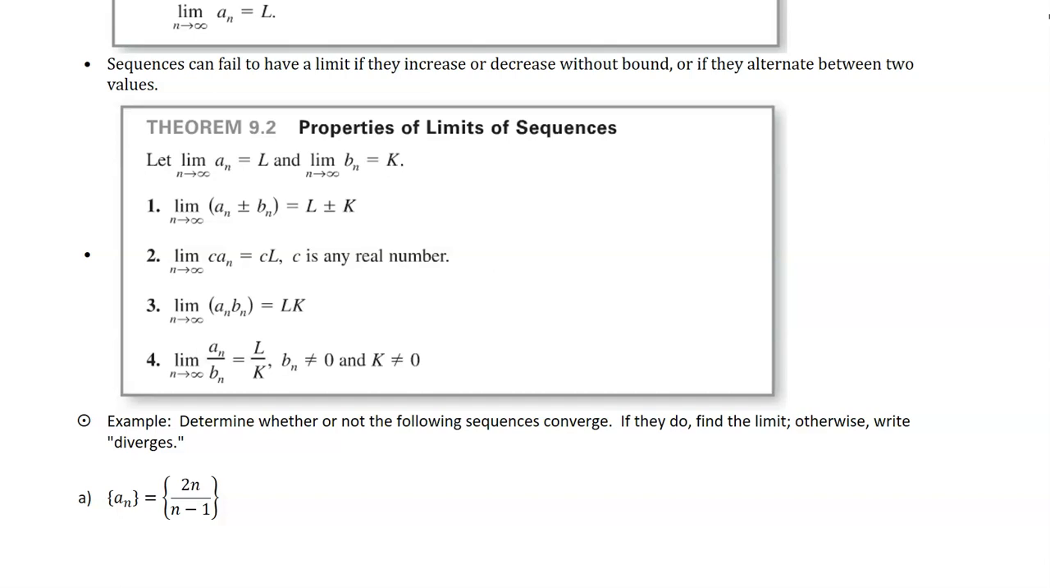Some properties of the limits of sequences. These should look very familiar to you. If you are adding two sequences or subtracting them, you can add or subtract their limits if they exist. You can multiply by a constant.